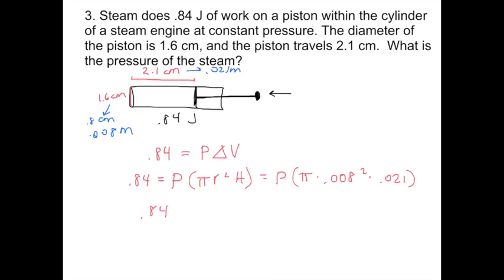Simplify that a little bit, and I get that 0.84 equals 4.22 times 10 to the negative 6th times p, which is the pressure that we're solving for. Then finally, if I divide both sides by 4.22 times 10 to the negative 6th, I get that the pressure must be equal to 1.99 times 10 to the 5th pascals.